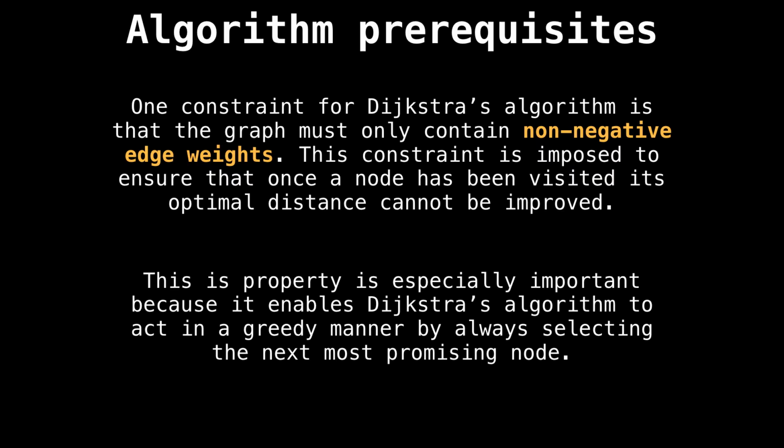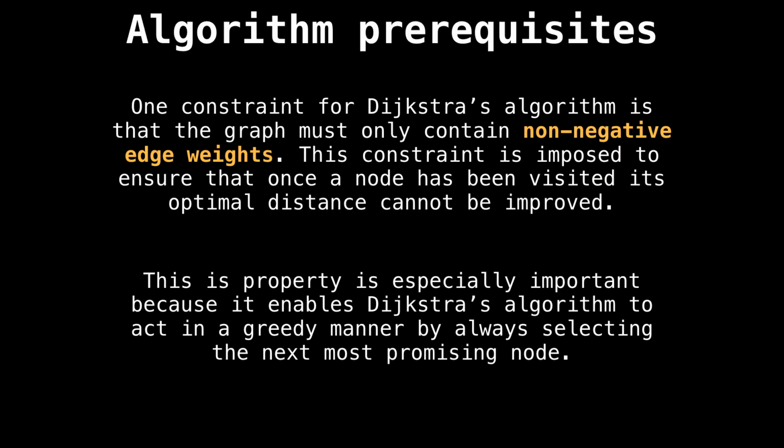The one main constraint for Dijkstra's is that all edges of the graph need to have a non-negative edge weight. This constraint is imposed to ensure that once a node has been visited, its optimal distance from the starting node cannot be improved any further by finding a shorter path by taking an edge with a negative weight. This property is especially important because it enables Dijkstra's algorithm to act in a greedy manner by always selecting the next most promising node.